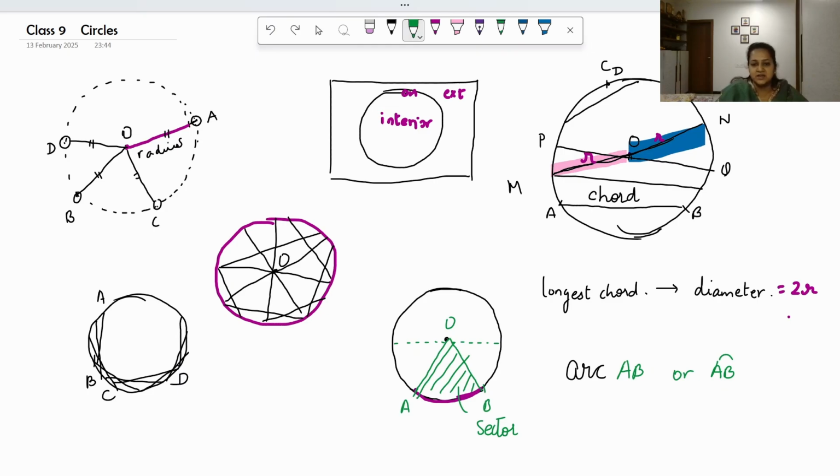So it is called the minor sector. Whereas if I look at this shaded region, I hope you're getting it. Since this is more than the semicircle, it is more than the dotted line, the diameter that is given to us. Am I right? So then that is called the major sector. Likewise, if you look at this arc, which arc are we talking about? We are talking about this arc. Arc A to B.